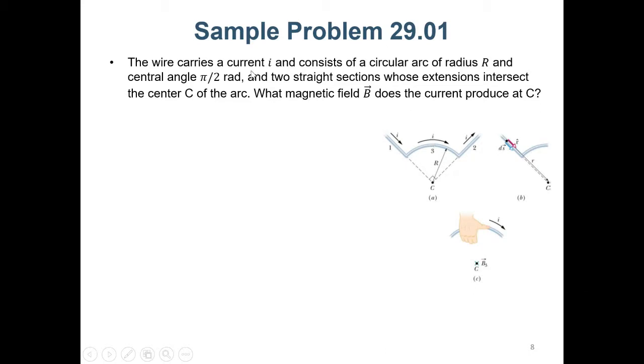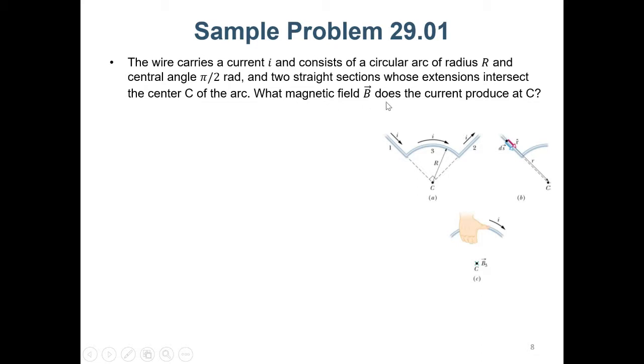For this one, we have a figure here. This is the wire for segment 1, segment 2, and the third one is a circular arc. So the wire carries a current I and consists of a circular arc of radius r, and the center angle of this arc is pi over 2, which is 90 degrees, and the two straight sections whose extension intersect at the center.